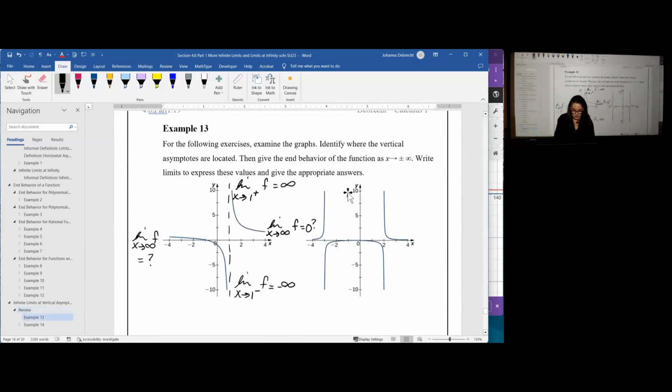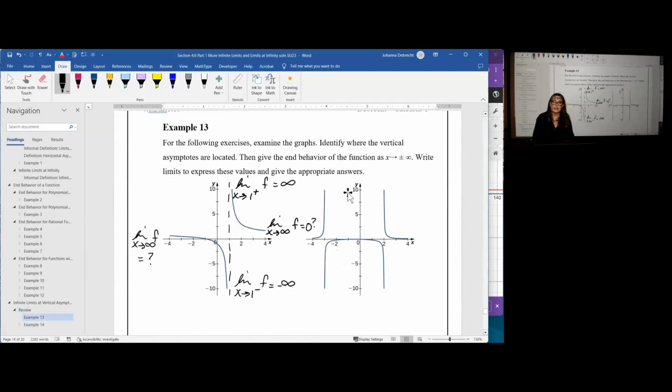Now let's take a look at example 13. I've gone ahead and written out some of this for you, and then we'll pause the video while you work out the remaining graphs on example 13.